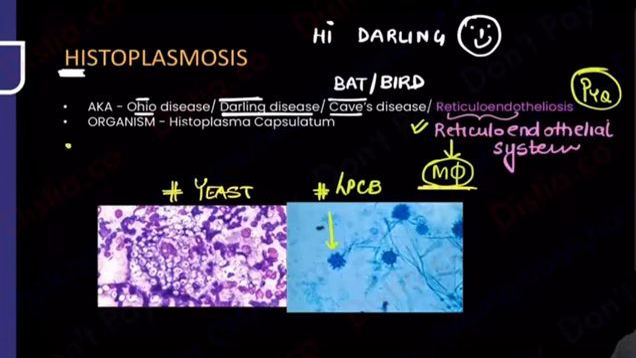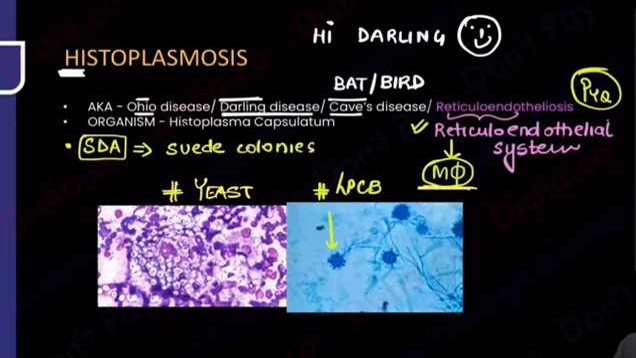Remember, before putting lactophenol cotton blue, you had to do an SDA agar growth also. So on SDA agar, we can get suede colonies. What is suede colonies? They can be of many colors. They can be white, they can be brown. Suede, it's a cloth. I hope everyone has seen. It's a very thick cloth, a thick and smooth cloth. That is suede. So suede colonies are seen.